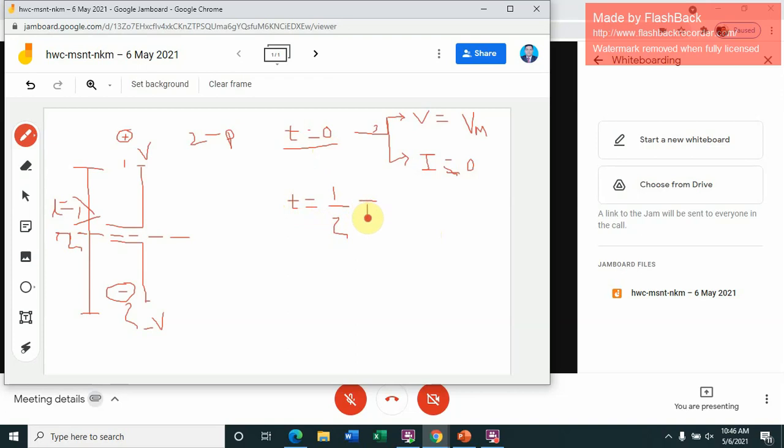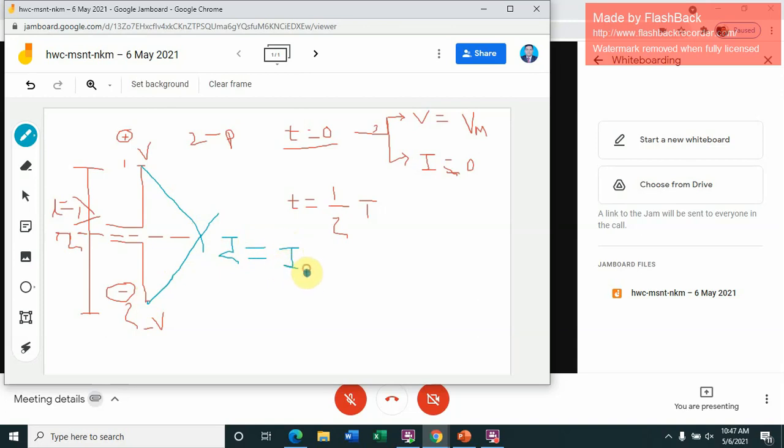Means the total time duration, t equal to T by 2. For that instant, what happens here? The current value goes on increasing, till at the central axis of the antenna the value of the current I is equal to I max.